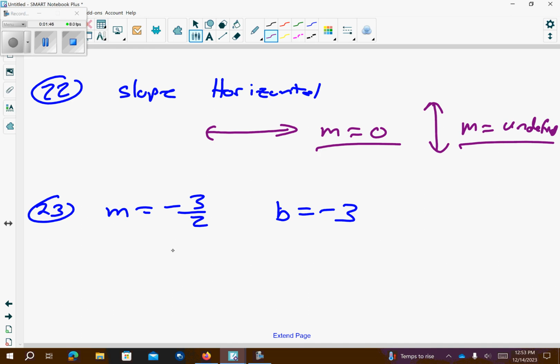Number 23, we want to write the equation. So I have y equals mx plus b. So I'm going to plug m in here, b in here, and it's done. There's my equation.